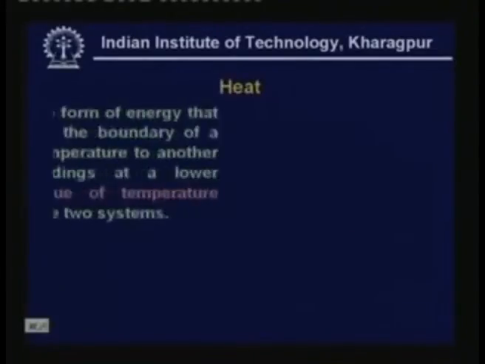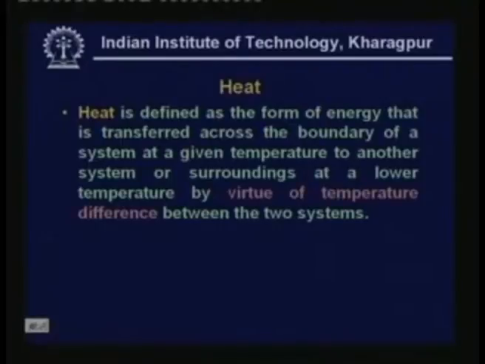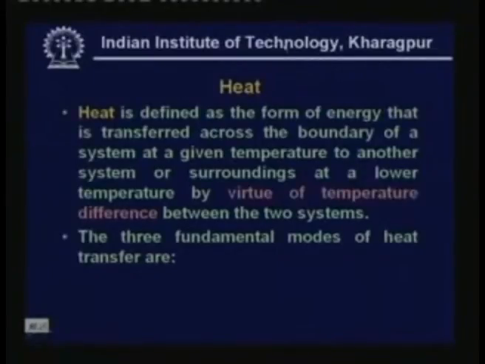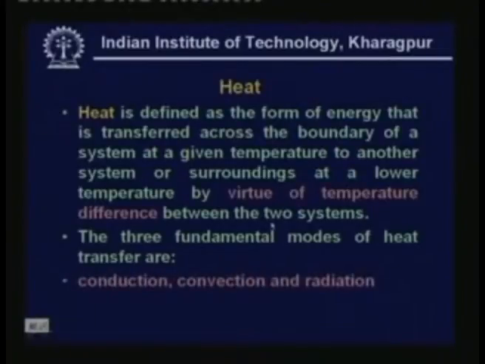Now, let us define heat. In thermodynamics, heat is defined as a form of energy that is transferred across the boundary of a system at a given temperature to another system or surroundings at a lower temperature by virtue of the temperature difference between the two systems. So, heat is energy in transit. And how does the energy transfer take place? It takes place because of the temperature difference. So, any energy transfer which involves temperature difference is called heat transfer. And there are three fundamental modes of heat transfer. They are conduction, convection and radiation.